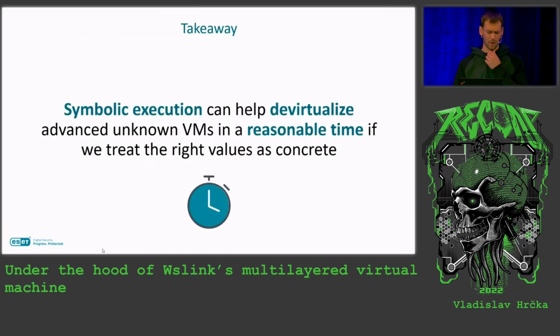And what is the takeaway? We can use symbolic execution to virtualize some advanced unknown VMs in a reasonable time, if we treat the right values as concrete. And by advanced, we mean VMs that merge or duplicate handlers and use junk code. And the right values are basically operands and the virtual registers used for rolling decryption.